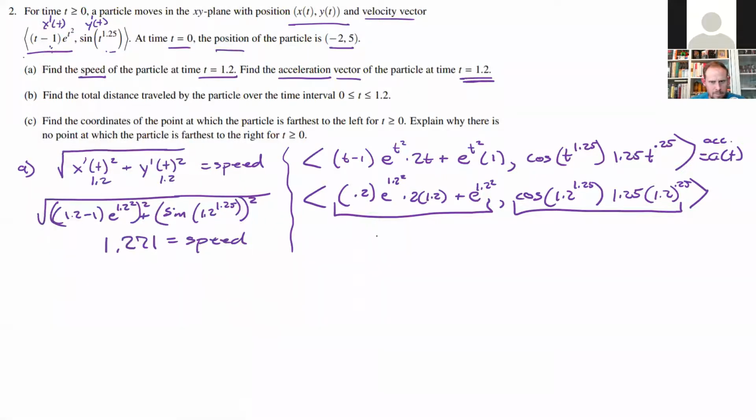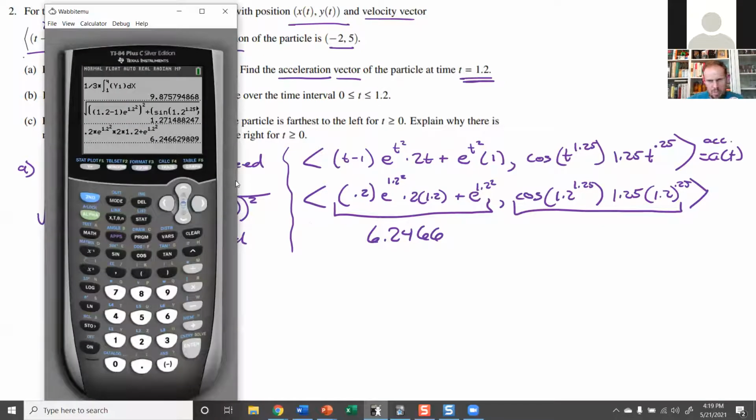6.2466. I mean, you could round that and say 7, or you could truncate it and just say 6. Either one's fine. I just put the extra digit for the heck of it. And the other one is cosine of 1.2 raised to the 1.25 out of the exponent, close the cosine. Then we've got 1.25 times 1.2 raised to the 0.25. Lots of stuff happening here. 0.405.